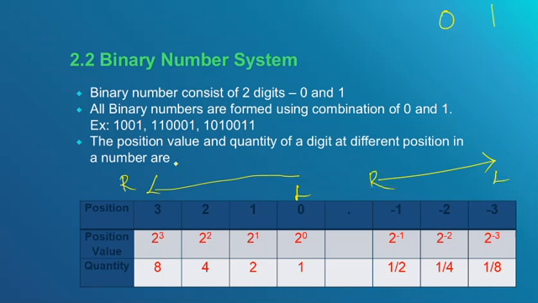So here it is a binary number system. Here my base is 2, not 10. So you will have 2 to the power of the position value: 2 to the power of 2, 2 to the power of 1. This is how it will be calculated in the binary system.